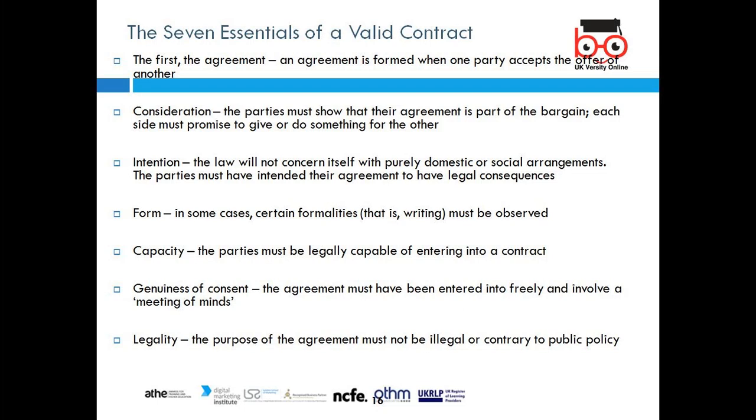Capacity: the party must be legally capable of entering into a contract. Under 18 can't enter into a contract. If you want a mobile contract, you can't buy it. Some contracts under 16 you can't. Then genuine consent: the agreement must be entered into freely and involve a meeting of minds.